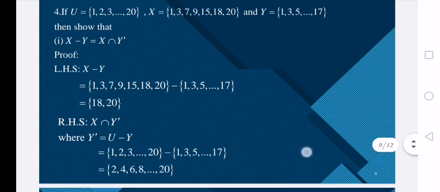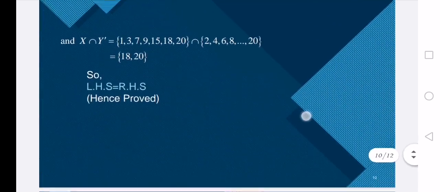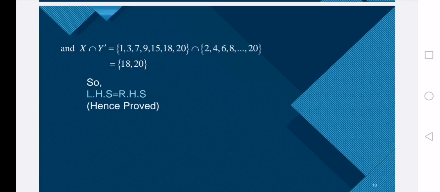Now the intersection of X and Y complement will be {1, 3, 7, 9, 15, 18, 20} intersection {2, 4, 6, 8 up to 20}, which is equal to {18 and 20}. So the left hand side is equal to right hand side.